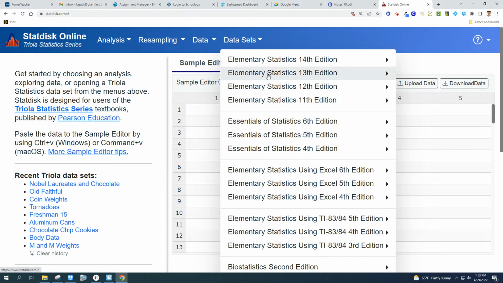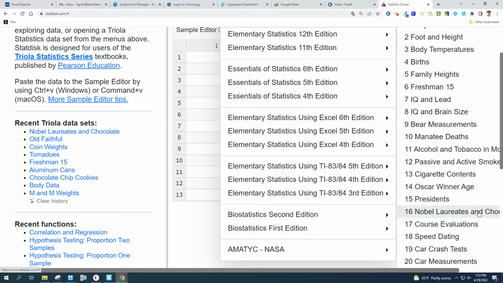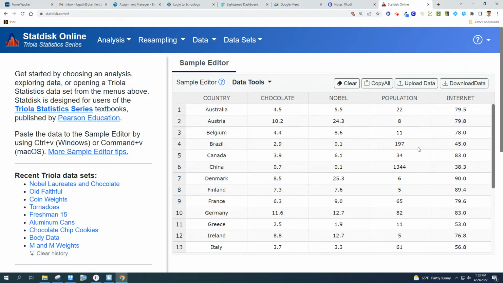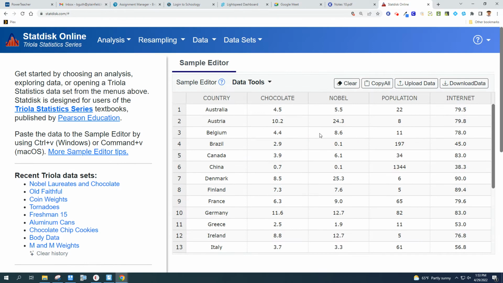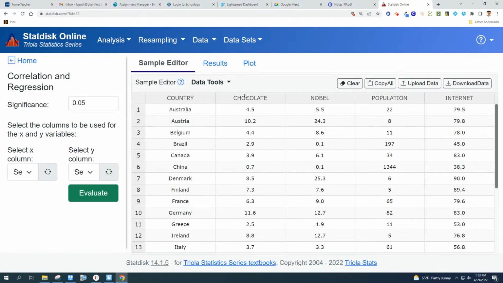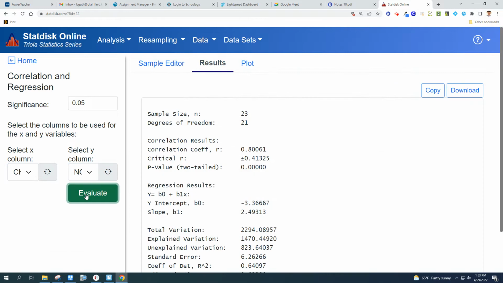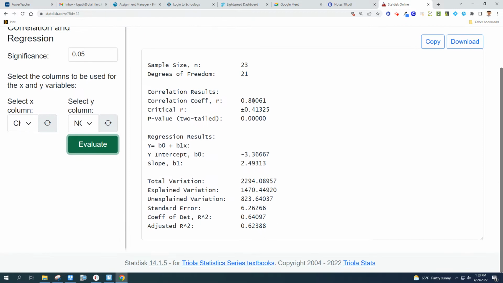I'm going to go to data sets, and we are in the 13th edition. And I can go down here and find Nobel laureates and chocolate. And that pulls in a whole lot of information. If you scroll down, it's got 23 data points. That's what we needed. This is our information. All right. I want to do an analysis, specifically correlation. And what we would want to do is set the first column to be chocolate, second column Nobel, and evaluate.